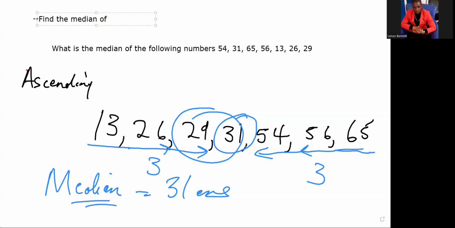So for the new person, this is how we do it. We arrange the numbers in ascending or descending order first. Ascending is from the smallest to the largest, while descending is from the largest to the smallest. So we have to do that first. Please, that's a very common error. Students just go ahead, look at which one is in the middle, and say that's the median. No, we have to arrange it in ascending or descending order.